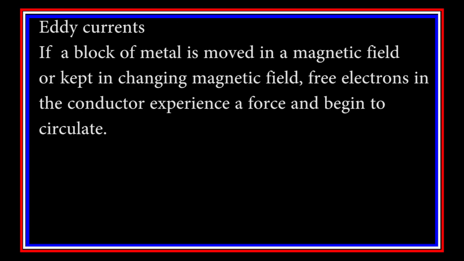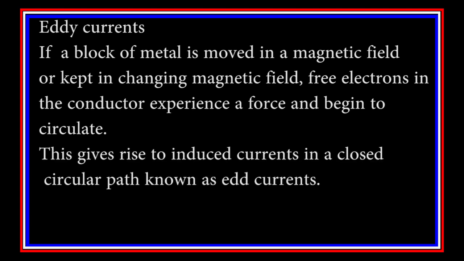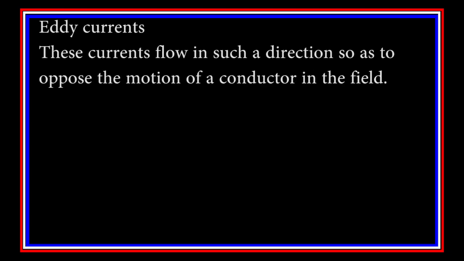Eddy currents. If a block of metal is moved in a magnetic field or kept in a changing magnetic field, free electrons in the conductor experience a force and begin to circulate. This gives rise to induced current in closed circular paths known as eddy currents. These currents flow in such a direction as to oppose the motion of the conductor in the field.